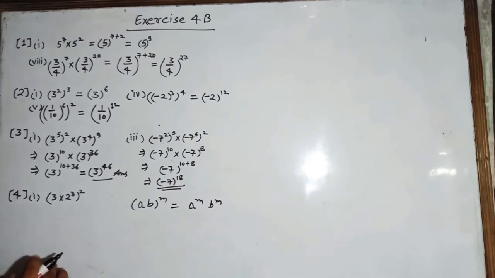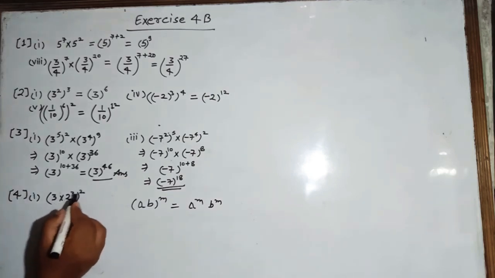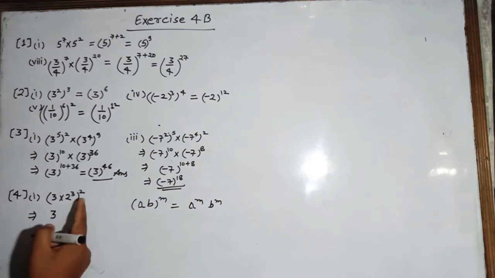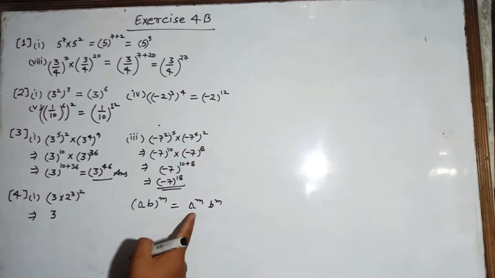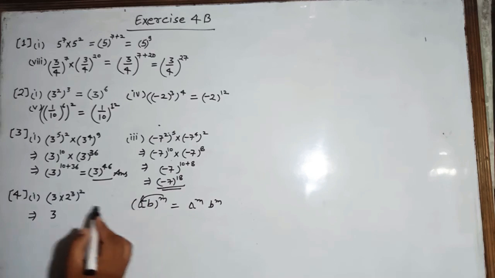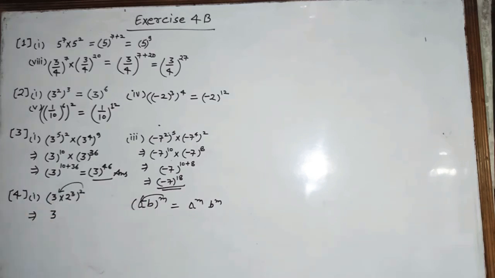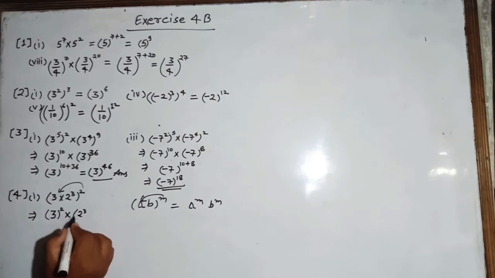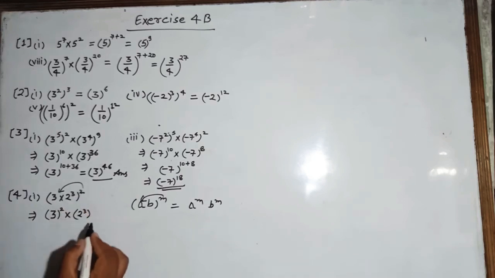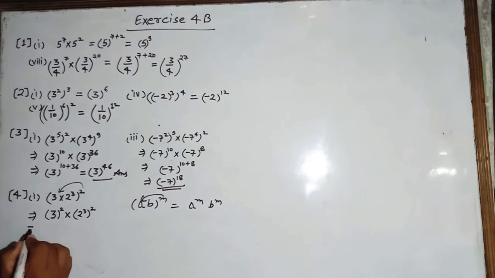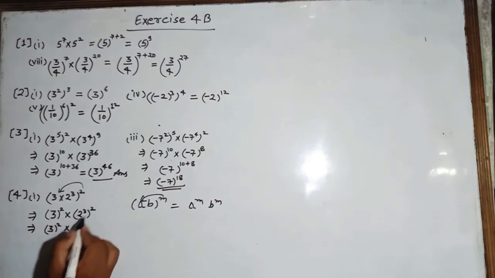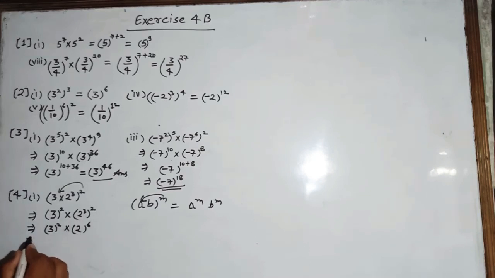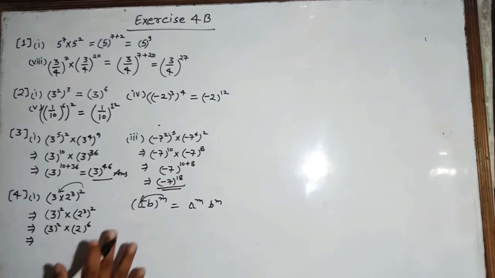So here this will be equal to 3. Now you know that the power is 2, so 3 will have power 2, so 3 to the power 2 you can write, and 2 to the power 3 is already there, and one more power is that whole power 2, so you can write it like this. So it will be equal to 3 to the power 2 into 2 to the power 6. Now the value we will find out here.